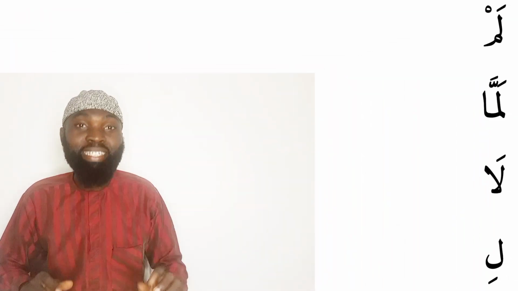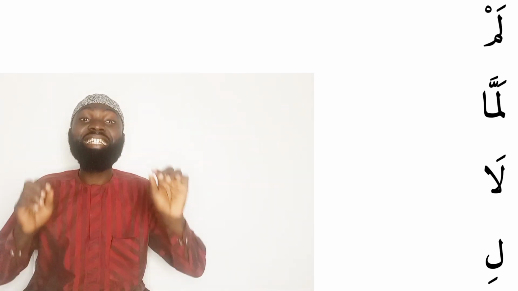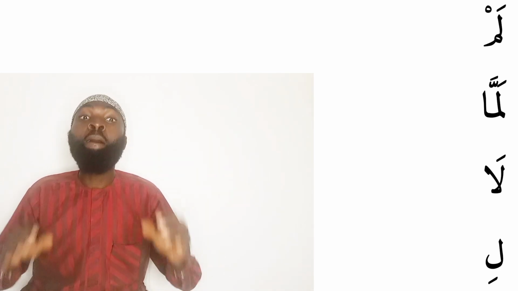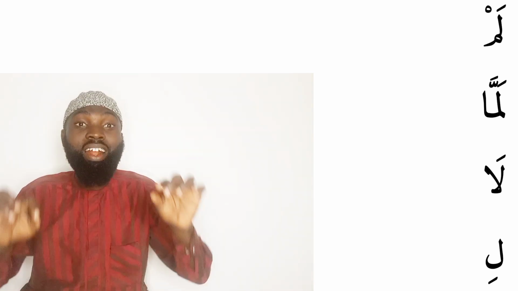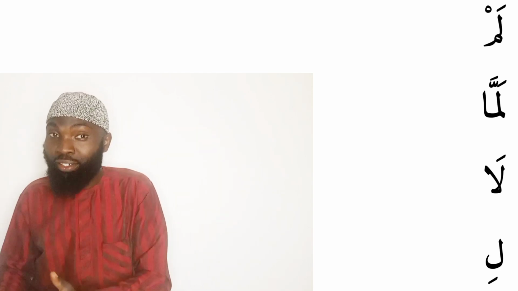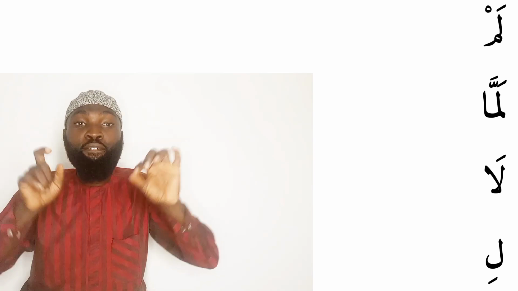If you look at the board, you will see the following words. The first one is the word lam. The second is lamma. The third is la. And the last is li. All of these four words have different meanings, but in terms of their rules, their grammatical functions, they are related. Let me give an example first to clarify their meanings. Afterwards, we will see their functions in the different grammars which we're going to bring.